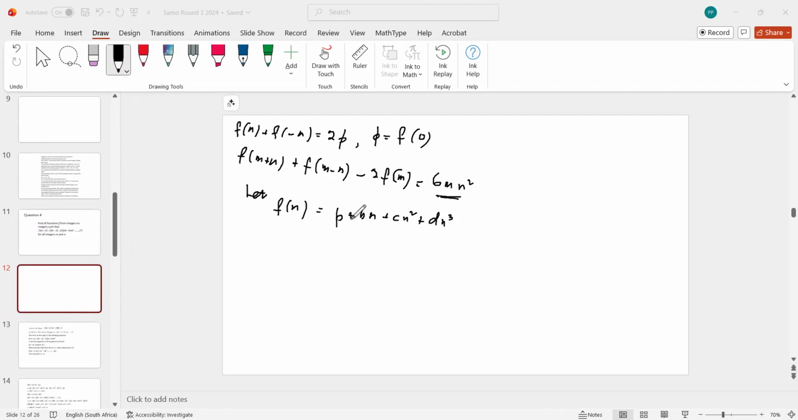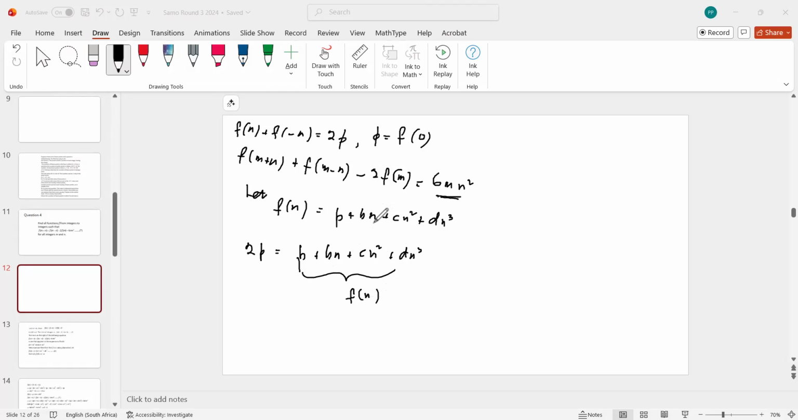Okay. We also have that f of n plus f of minus n is 2p. So let's just put this thing down, 2p. And this is f of n. It's p plus bn plus cn squared plus dn cubed. This is your f of n.